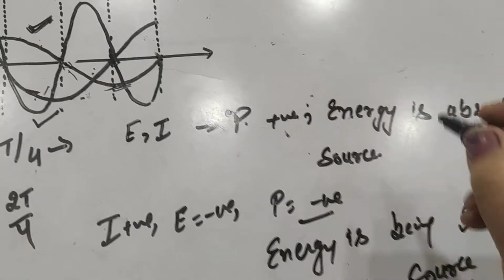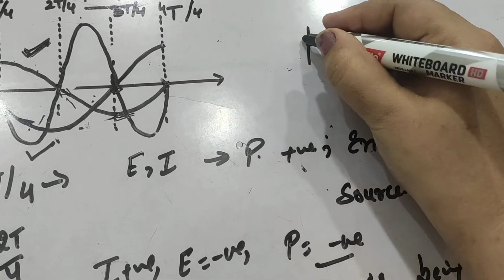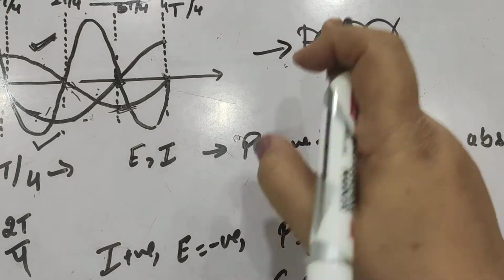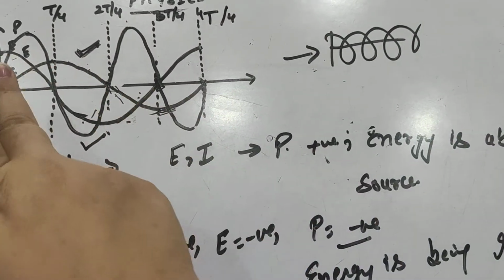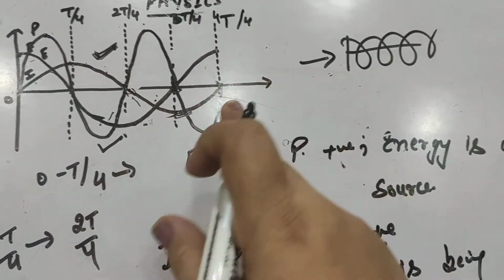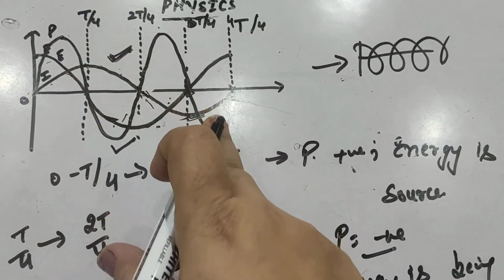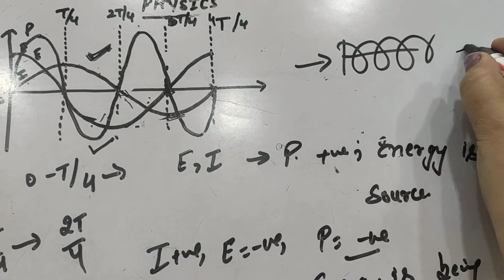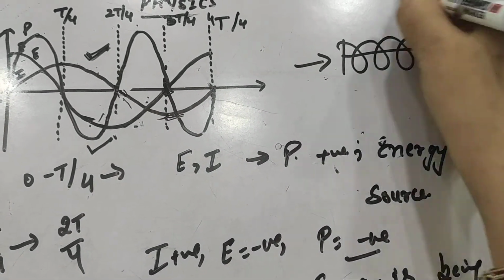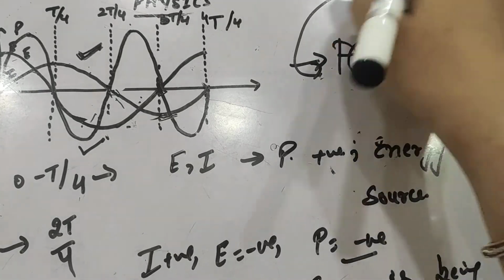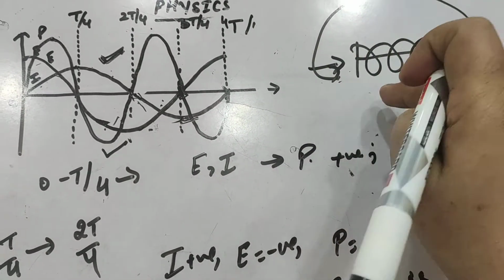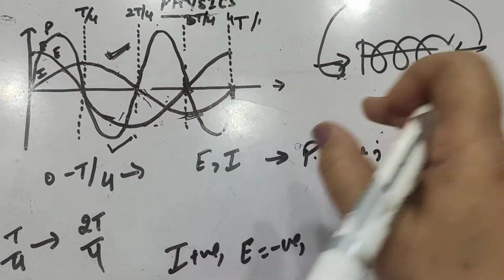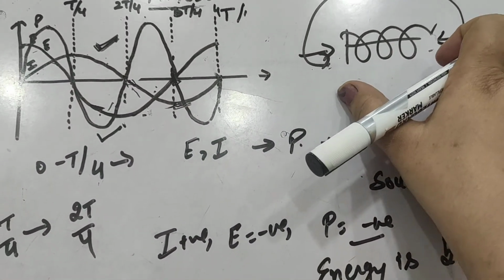And in case of the inductor, suppose initially the current is entering from this end, and it gets magnetized and demagnetized during 0 to 2T by 4. At the time 2T by 4 to 3T by 4 the direction of current is changed. It means now current is entering from B to A, the direction of current is reversed and it is increasing in the reverse direction, so the inductor is getting magnetized.